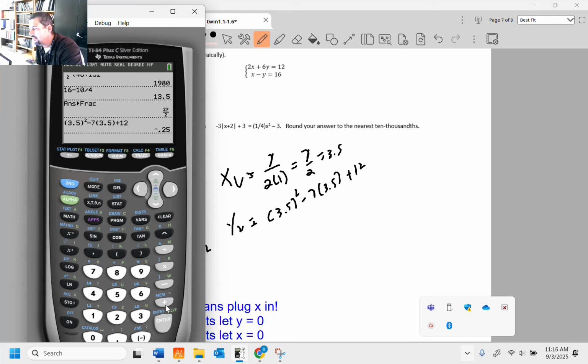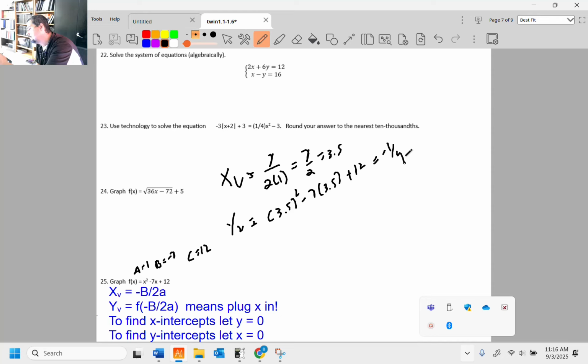So I just plugged it in and I got negative 0.25, which is negative 1/4. So I know where the vertex is now. The vertex is to the right 3.5 units and then down 1/4 of a unit. It's right there. As close as I can get on a freehand graph.